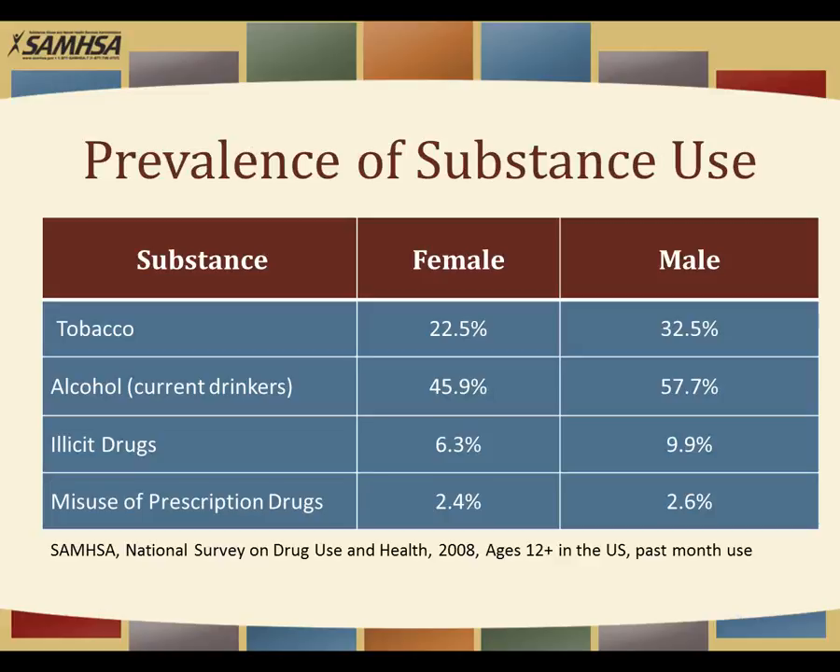The prevalence of substance use in the United States is high, and it's growing. These statistics are taken from the National Survey on Drug Use and Health from 2008, on individuals aged 12 and older in the United States, talking about their past month usage. So if you look at the numbers, for women, 45.9% of the women said that they currently drink, and 57.7% of the men said they currently drink. Tobacco use, illicit drug use, and misuse of prescription drugs were also problematic.